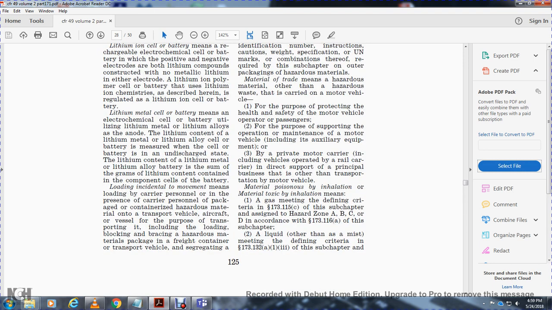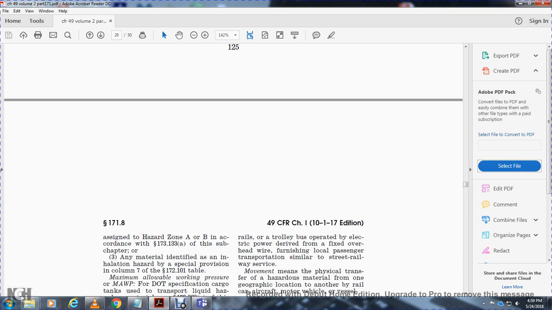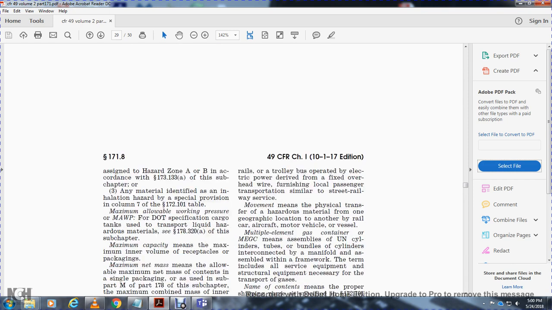Material toxic by inhalation, or inhalation hazard, means a gas meeting the criteria defined in 173.115 of this subchapter, designated Division 2.3, Hazard Zones A, B, C, and D, with 173.116(a) of the subchapter, or a liquid other than a mist, meeting the criteria in 173.132(a)(3) of this subchapter, assigned Hazard Zone A and B, with 173.133(a) of the subchapter, and any materials identified as inhalation hazards have a special provision in column 7 of 172.101.